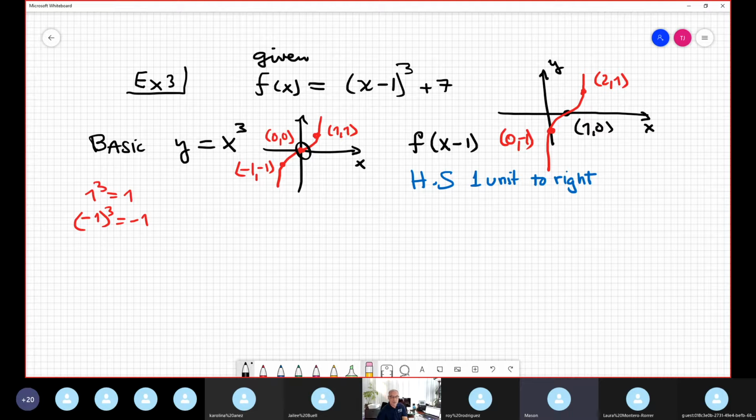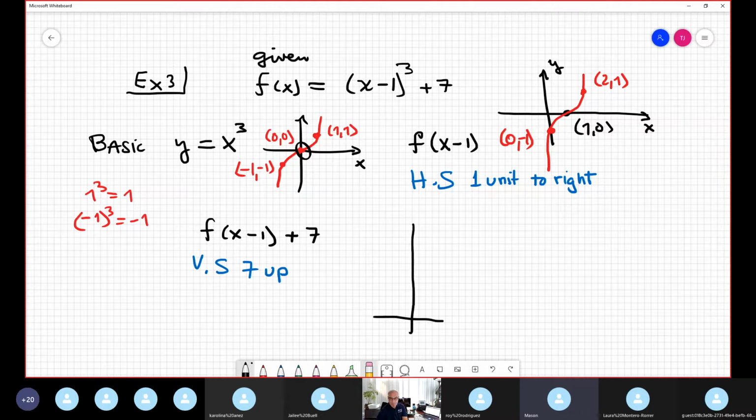And finally, plus 7. Plus 7 is f of x minus 1 plus 7, a vertical shift 7 units up, like the soda, 7 up. Okay? Now, my new graph, 7 up, increasing now, goes up 7 units.